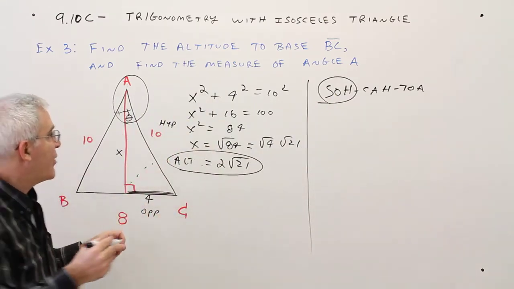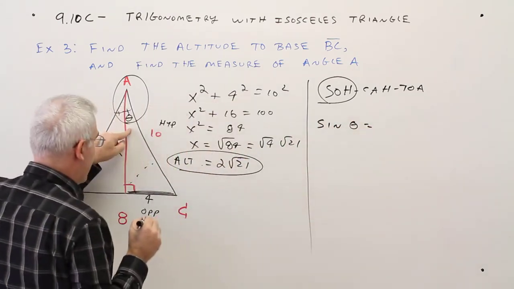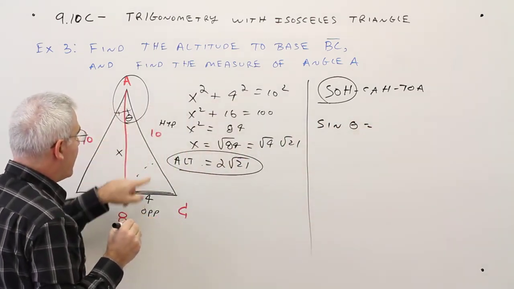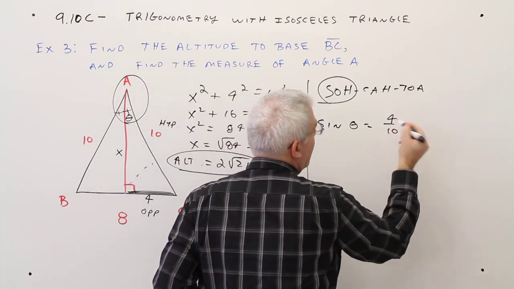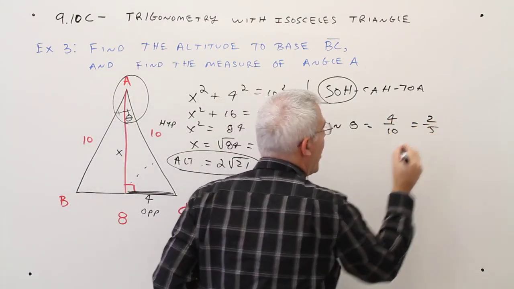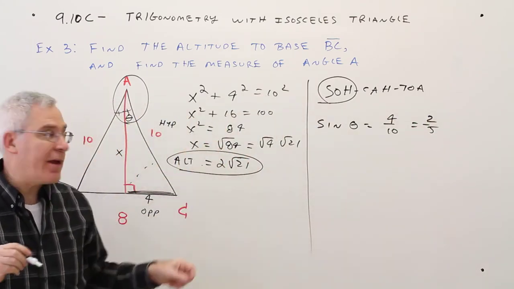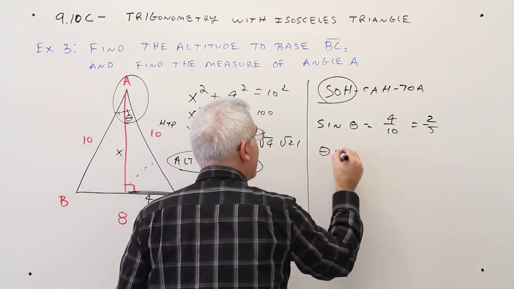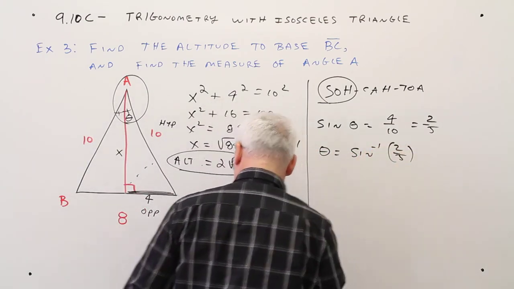So I'll write my equation. The sine of angle theta equals opposite over hypotenuse. I could reduce that to 2 over 5 if I wanted to. And then what undoes sine? Inverse sine. So theta will be sine inverse of 2 over 5.